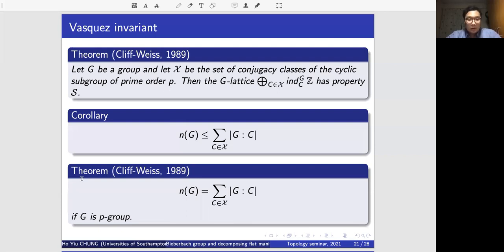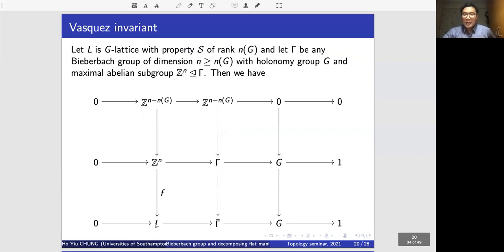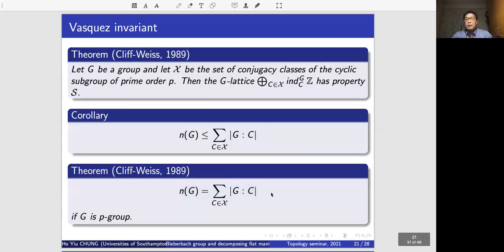I think it's worth mentioning how to get the theorem about the p-group. For the first theorem, we prove that such a G-lattice has property S, so we can always map to such a complex G-lattice. And if we want to prove that that is exactly the value for N_G, we need to find a gamma bar such that you cannot keep quotienting out anything to get a smaller Bieberbach group, because after quotienting, you may get a crystallographic group with some torsion. They come up with an example in which you cannot quotient out anything at all, to get this exact value.